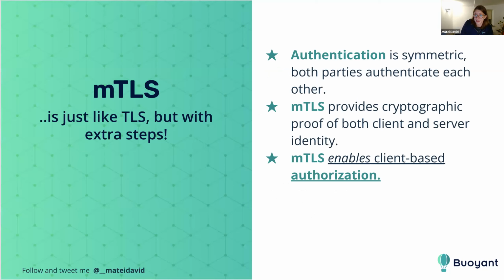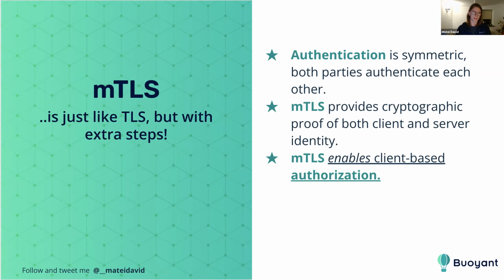But mTLS has some more interesting properties, at least in theory. Authentication is symmetric, and this has a huge implication when it comes to cryptography, because now mTLS also provides cryptographic proof of your client. So now you have a way to trust and verify clients. And this trust and verification also sets the basis for client-based authorization.